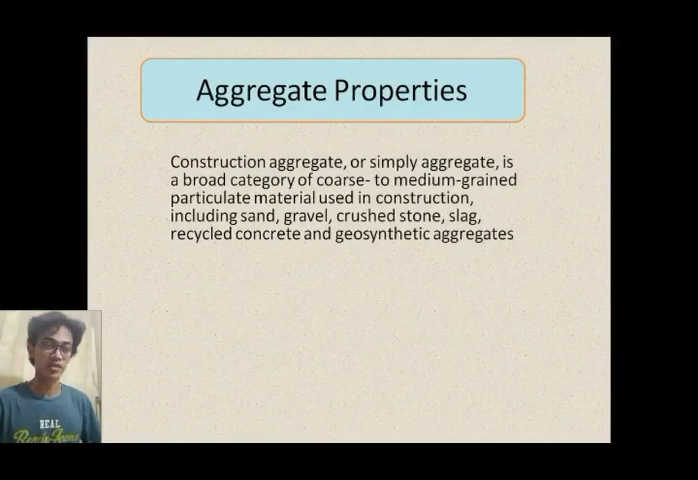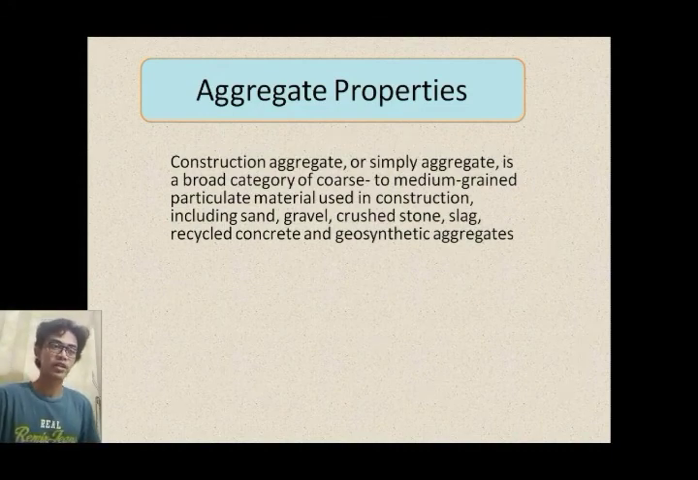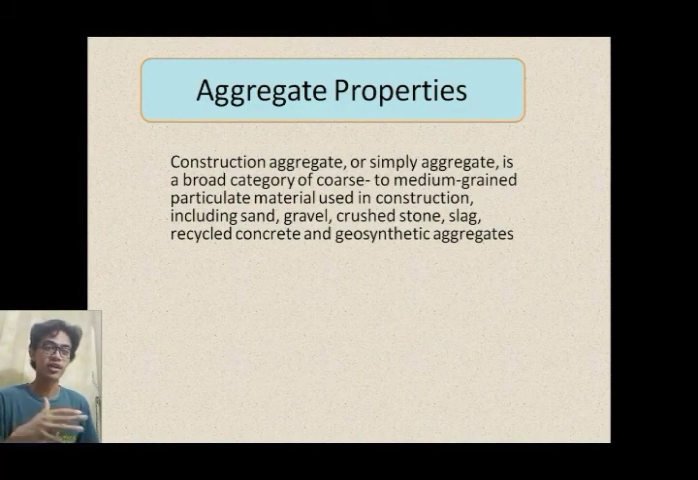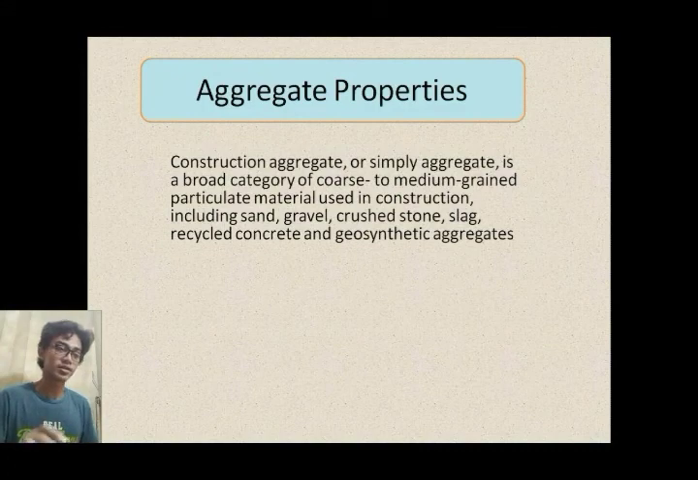Let's start from the definition. Aggregate properties. So, aggregate is construction aggregate or simply aggregate. It's a broad category of coarse to medium-grained particulate material used in construction, including sand, gravel, crushed stone, slag, recycled concrete, and geosynthetic aggregates.